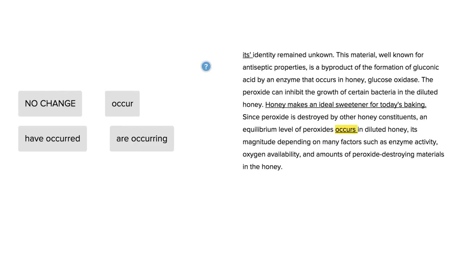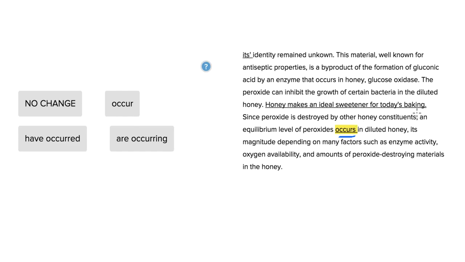Hi, this is Carlos Cousins, and the following is an ACT English question that is asking us to identify the best way of wording the highlighted portion of a sentence in a passage. So here we have, since peroxide is destroyed by other honey constituents, an equilibrium level of peroxides occurs in diluted honey. So since this is a verb that's highlighted, we want to watch out for whether or not it's conjugated correctly. So let's figure this out.